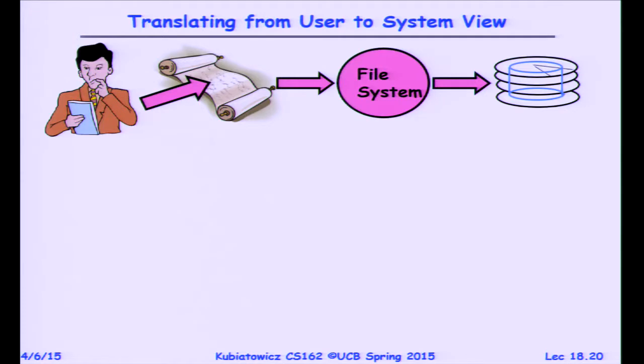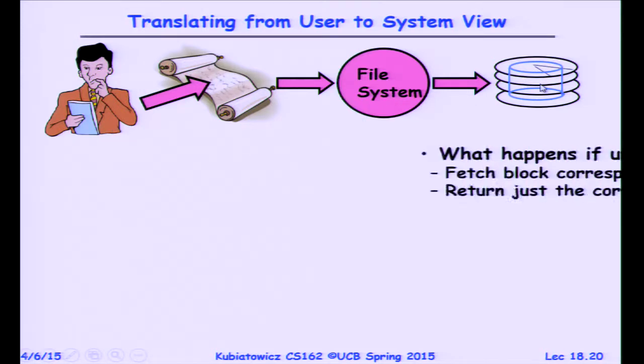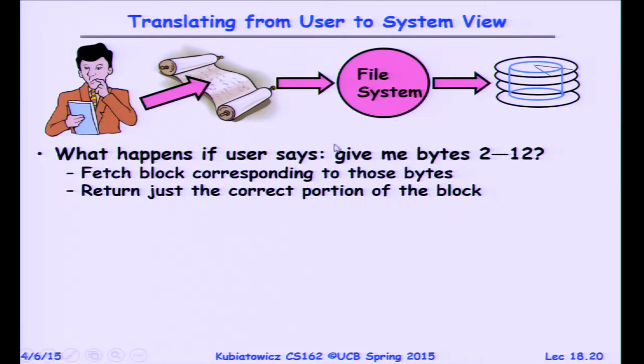All right. If there are any other questions, let's talk a little bit about translating from user to system view. The user's view is a durable document, and somehow the file system has to turn that into blocks on a disk. What happens if the user says, give me bytes 2 to 12? What are we going to do? Well, we have to fetch some block off of the disk into memory, extract bytes 2 to 12, and then hand them back to the user.